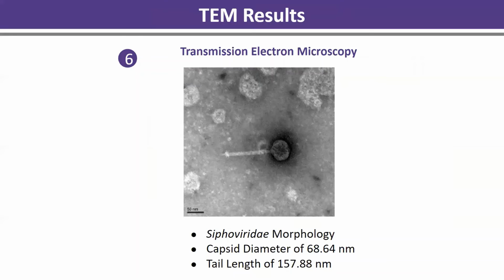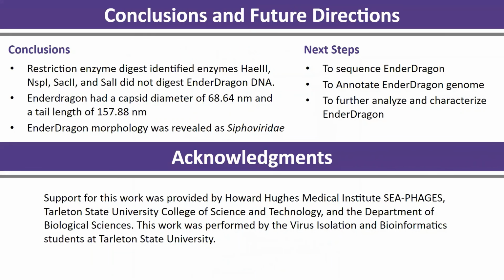After we ran the gel electrophoresis, we did transmission electron microscopy and determined that our bacteriophage had Siphoviridae morphology, with a capsid diameter of about 69 nanometers and a tail length of about 158 nanometers. For our next steps, we want to sequence EnderDragon, annotate the genome, and further analyze and characterize EnderDragon.